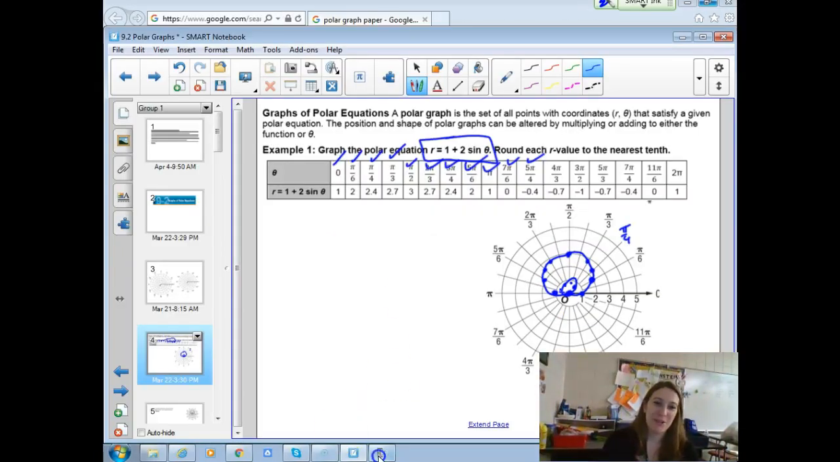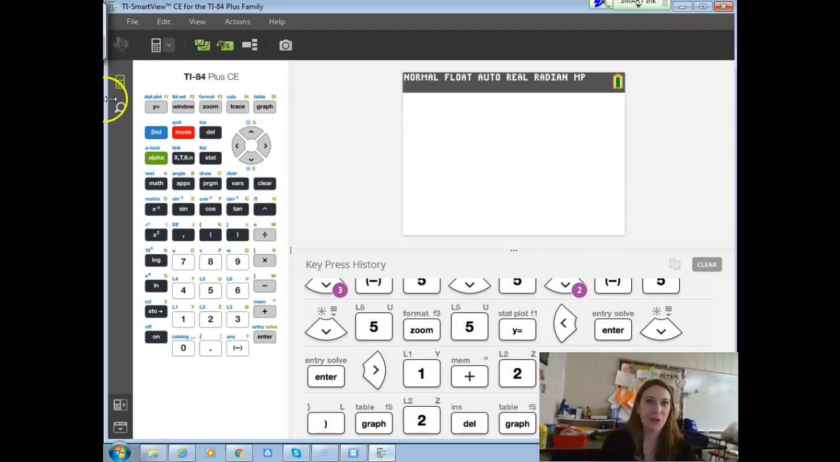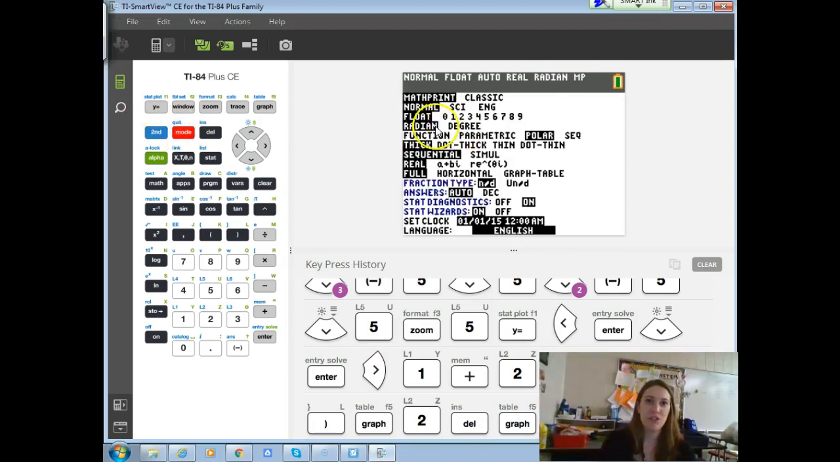So here's what I've done, and I want you to do the same. I want you to prepare your calculator to graph a polar. So in mode, I want you to change a few things. Make sure you're in radian mode. And then I want you to be in polar mode instead of the normal function mode.